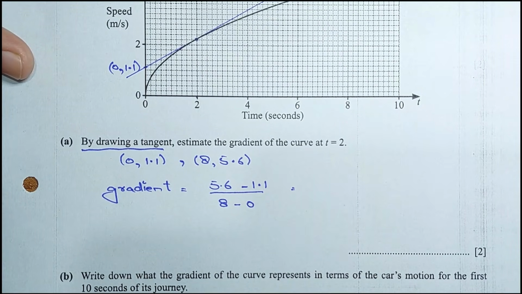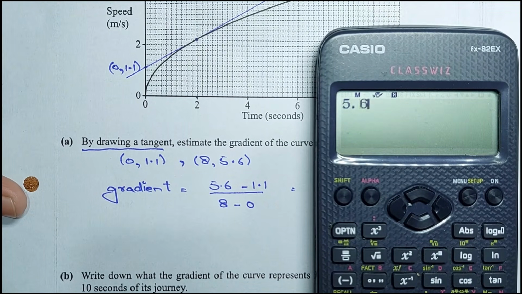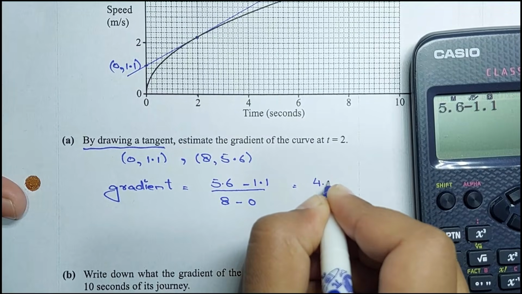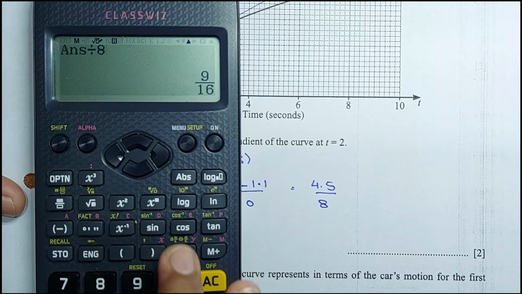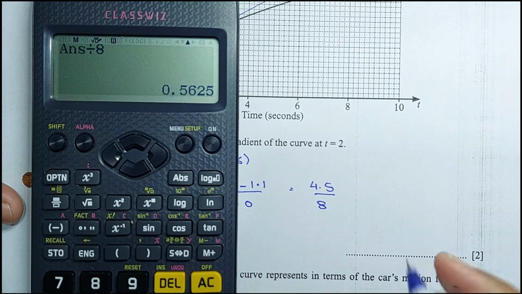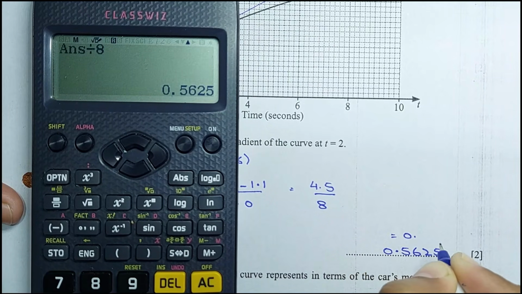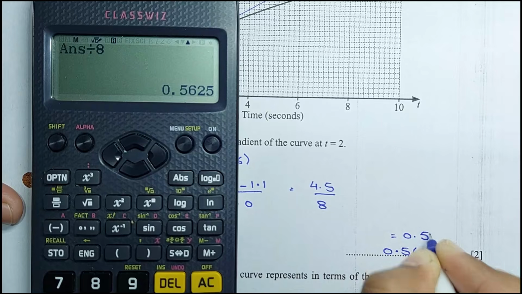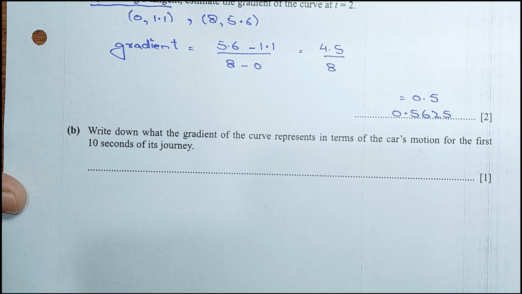Let me simplify this gradient. 5.6 minus 1.1 gives 4.5, divided by 8. 4.5 divided by 8 is 0.5625, or we can say about 0.56. So that's the gradient.